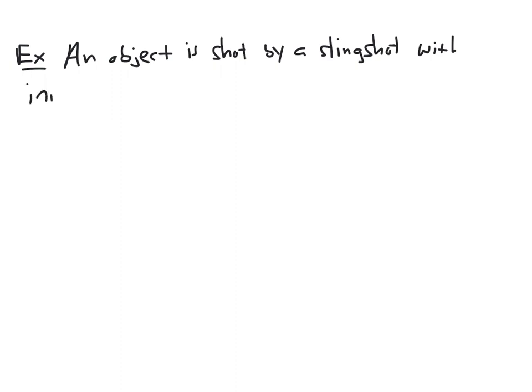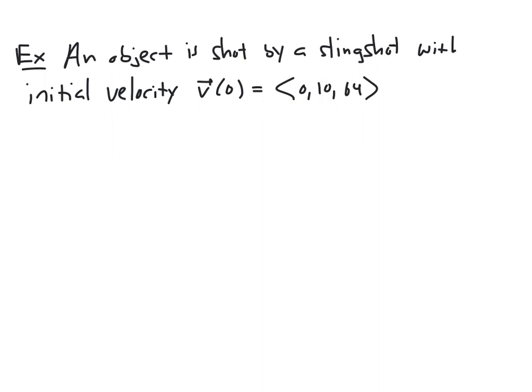with an initial velocity, which we'll call v of 0, equal to 0, 10, 64. And this will be in feet per second.